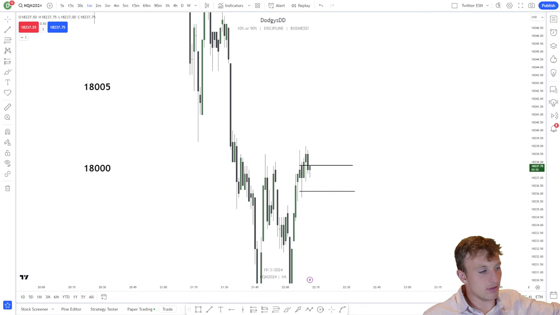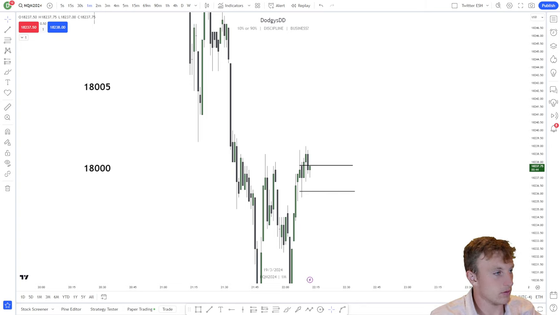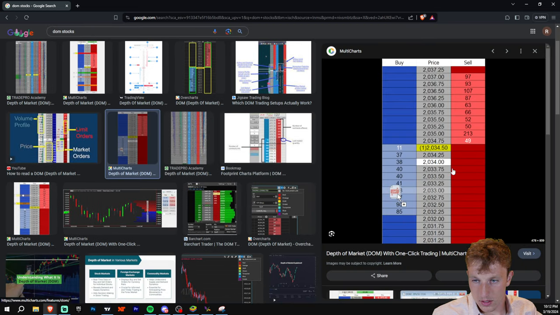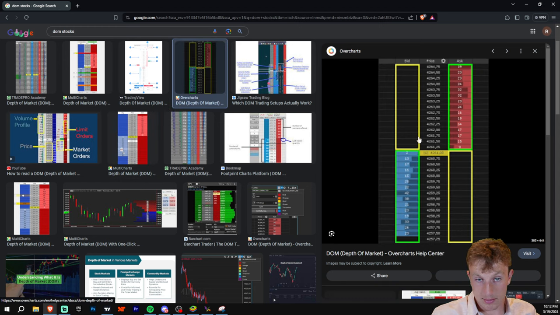And let me show you an example of a DOM. This is an example of a DOM. It's called depth of market. And this is the example price. Now, do you see how there's a lot of numbers here? Like there's 93, 90, 85, and fewer numbers up here. And do you see how there's 97, 93, 107, and then it kind of gets lower. There is 213 right here, so it's not the greatest example.